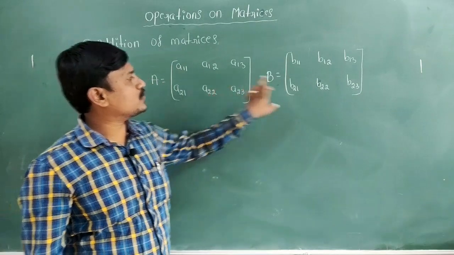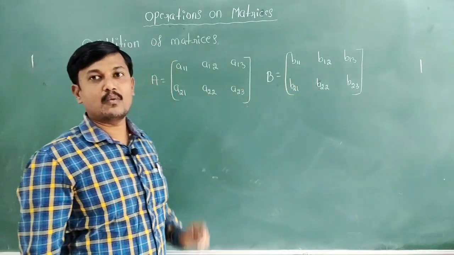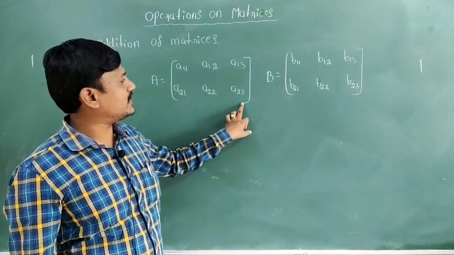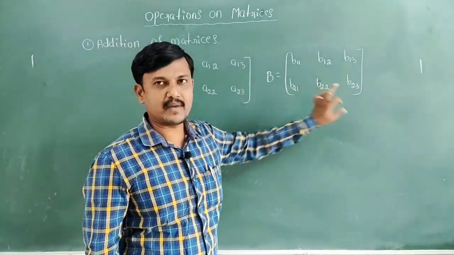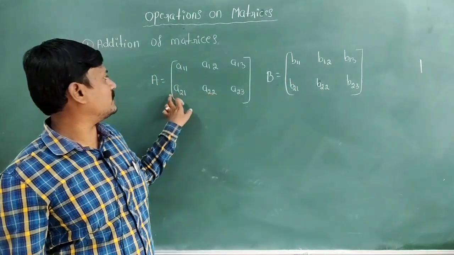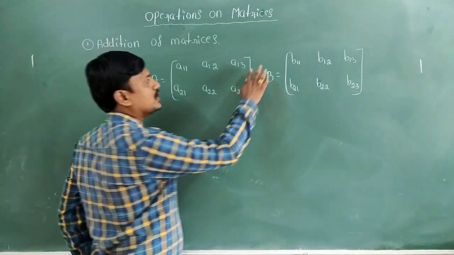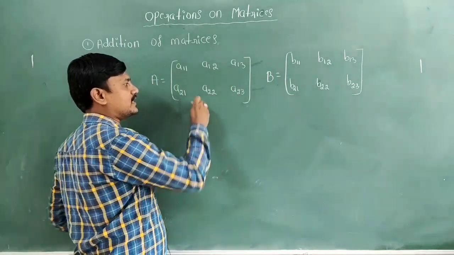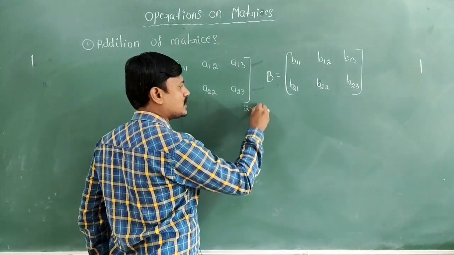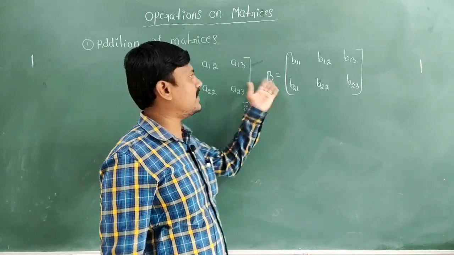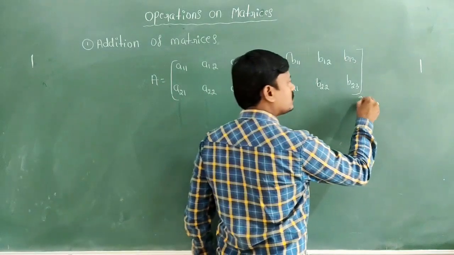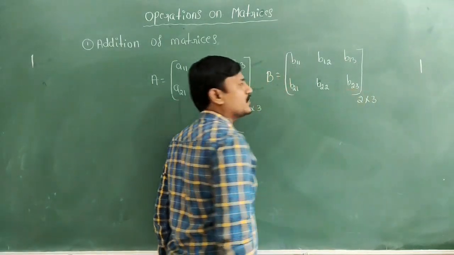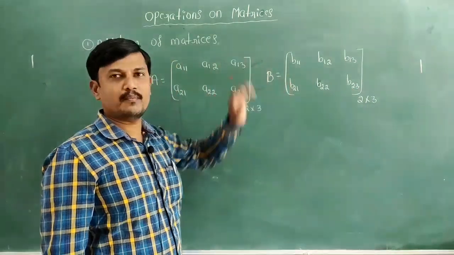The sum of the two matrices is possible only when the order of matrix A is equal to the order of matrix B. What is the order here? 2 rows and 3 columns. Therefore, the order of matrix A is 2 cross 3, and the order of matrix B is also 2 cross 3. Therefore, the sum of the two matrices is possible.